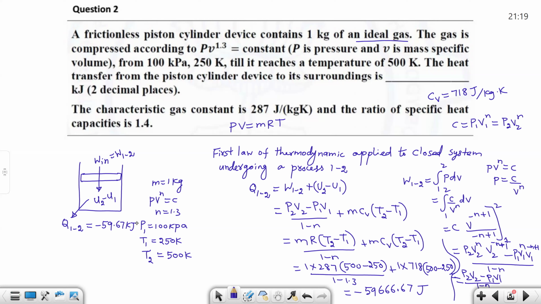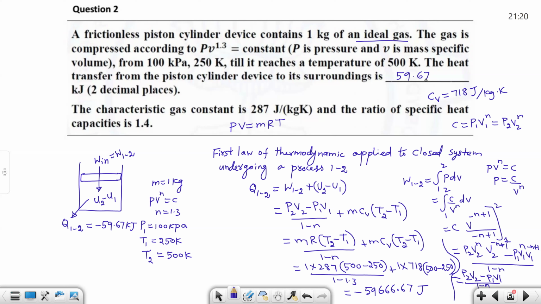So in this equation, Q1 to 2 is equal to W1 to 2 plus U2 minus U1. If the heat transfer is coming out of the system, then your sign will be negative. If heat is going into the system, the sign will be positive. So what is asked is the magnitude, to 2 decimal places. So only the magnitude you write: 59.67 kilojoule.